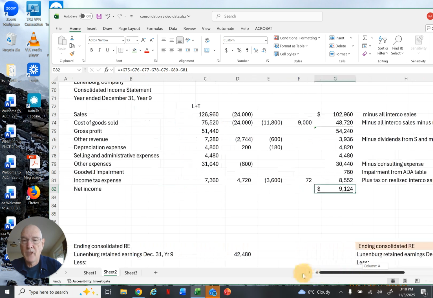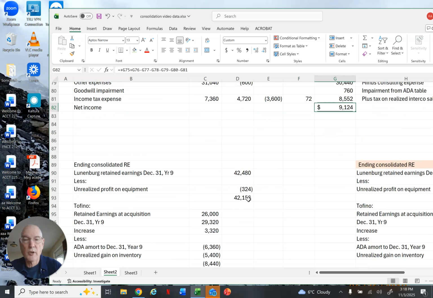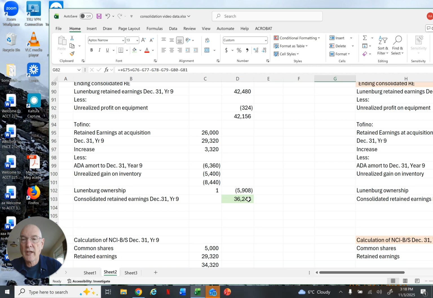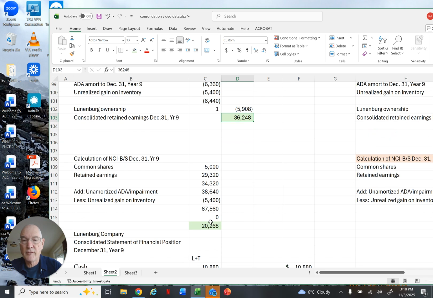Okay. The other statement that we're going to look at is the statement of financial position. And there are a lot of key items in here. Here's our calculation of consolidated retained earnings. We ended up with 36,248, and here's our calculation of NCI balance sheet. And we went over these in some detail in part 1, so we're not going to go over them again in part 2, but these are two key numbers that we needed to do our balance sheet.